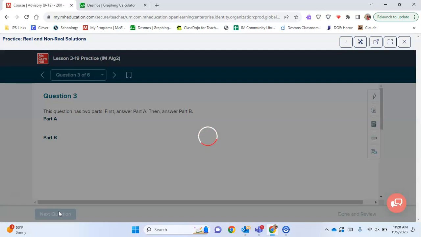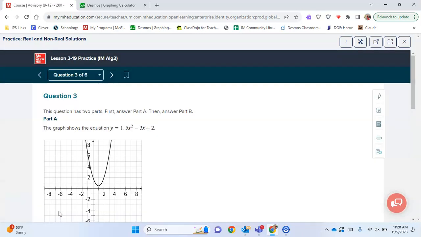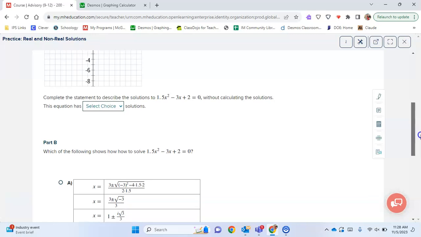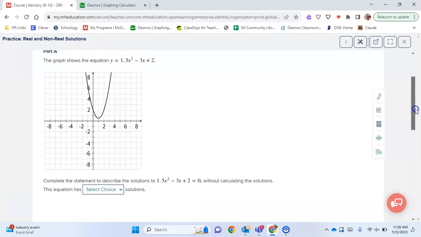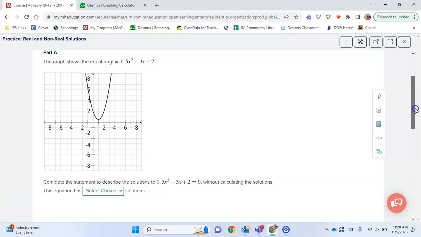Question 3. This question has two parts. First answer part A, then answer part B. Part A. The graph shows the equation y equals 1.5x squared minus 3x plus 2. Complete the statement to describe the solutions to 1.5x squared minus 3x plus 2 equals 0 without calculating the solutions. This equation has blank solutions. It has no solutions. As you can see, it is above the x-axis. It never touches the x-axis. It has no real solutions.